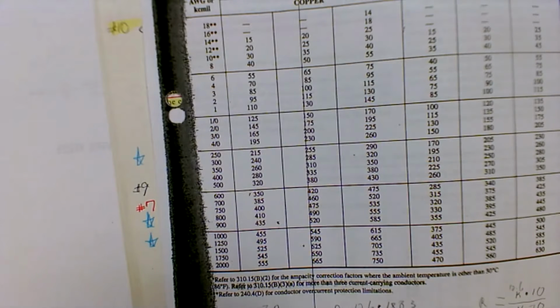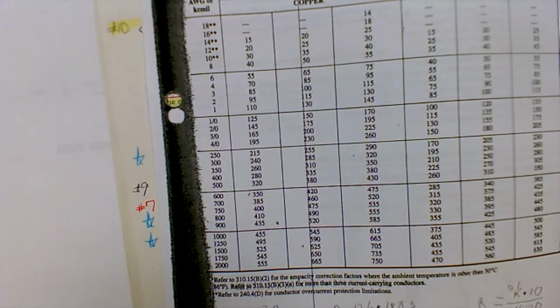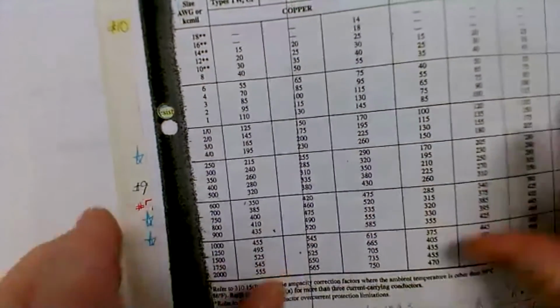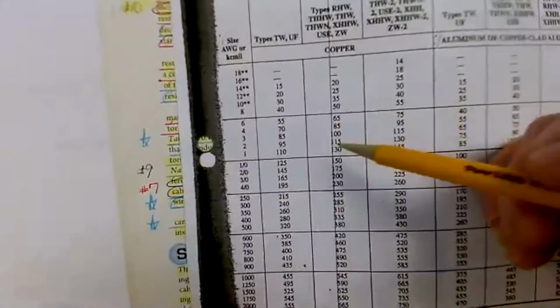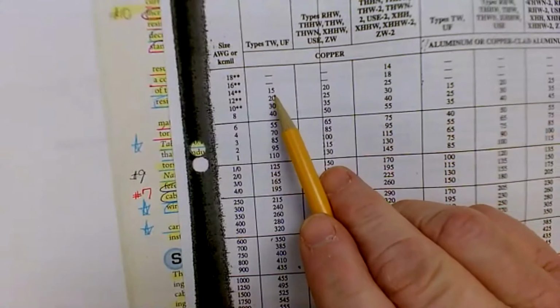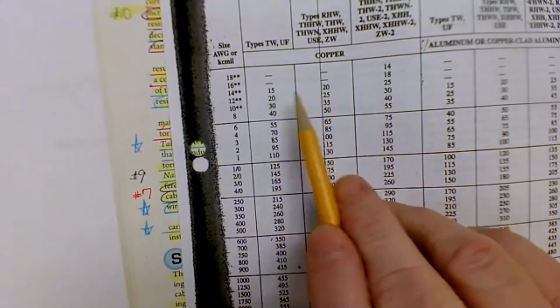Yeah. Okay, so with all that being said, let's go back to the question. So we do know that a number 14 wire can handle anywhere from 15 to 25 amps based on what?